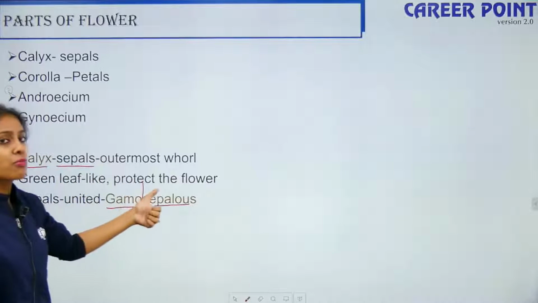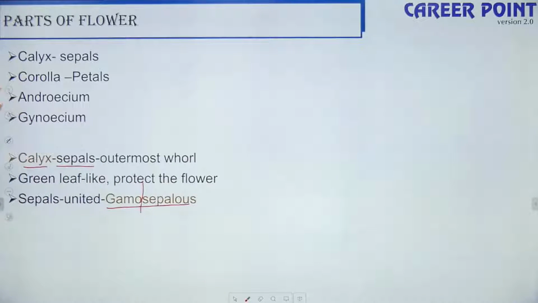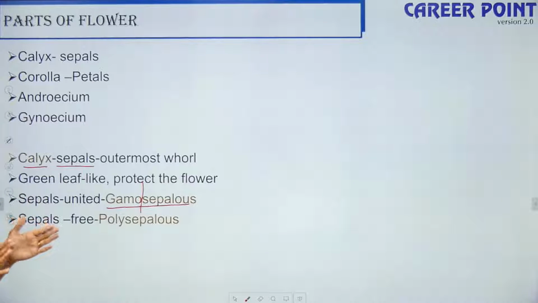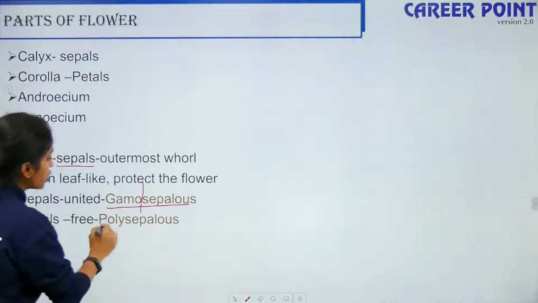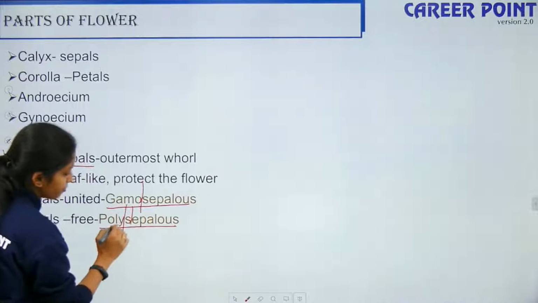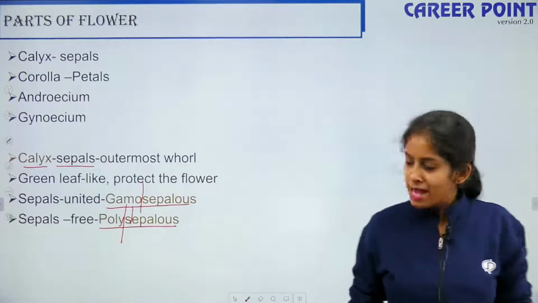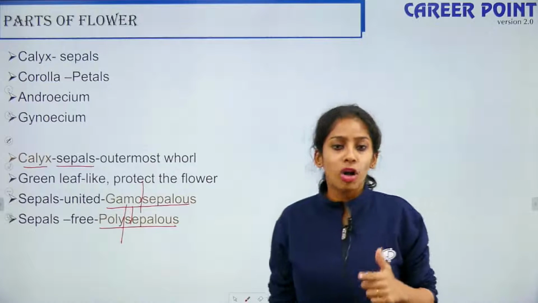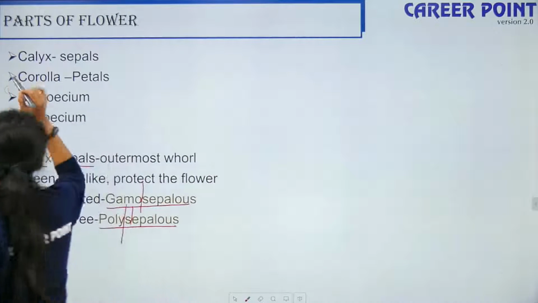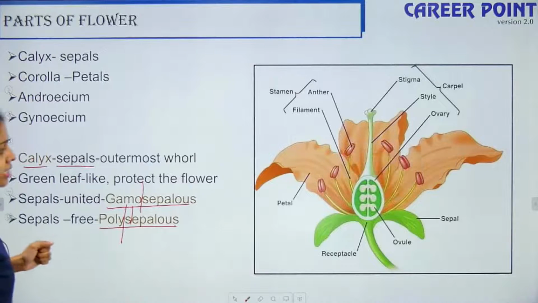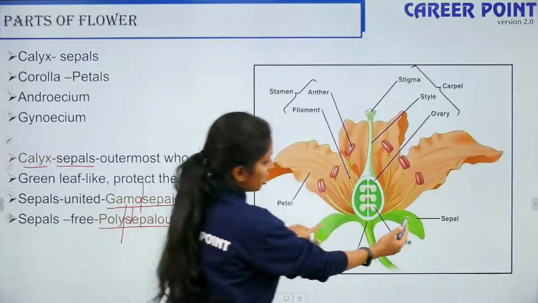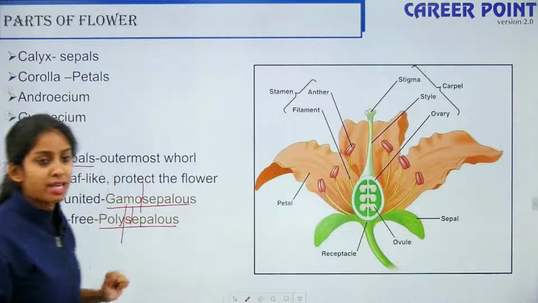So it is gamosepalous. When the sepals are free, when they are not attached or fused with each other, it is known as polysepalous. So when they are united, the condition is known as gamosepalous. When they are free, it is known as polysepalous. Okay? Yes? So it will be like this. So here they are free from each other. So here it is polysepalous condition.